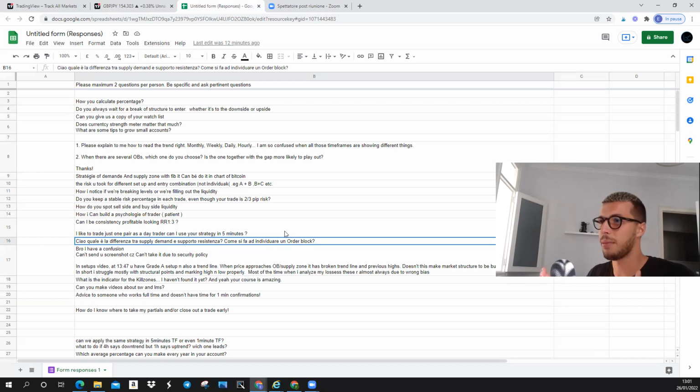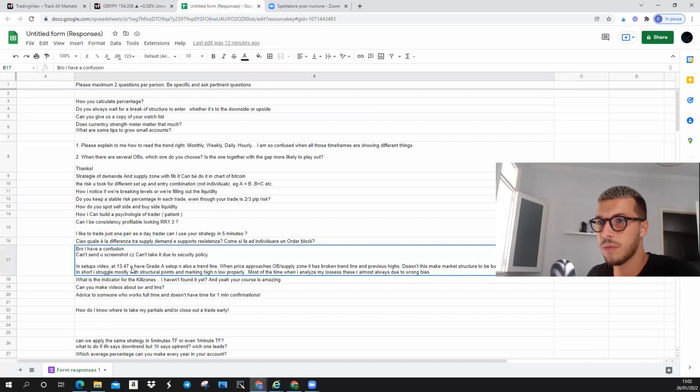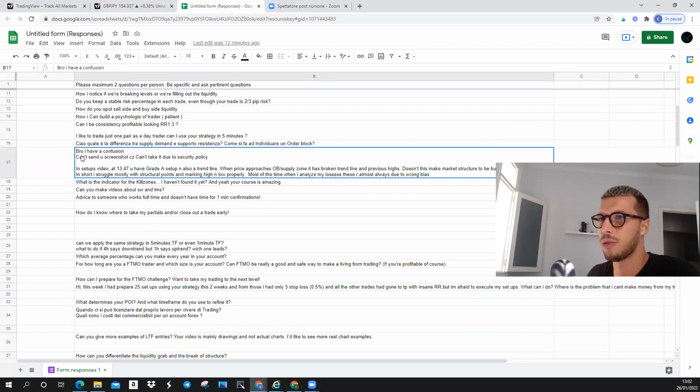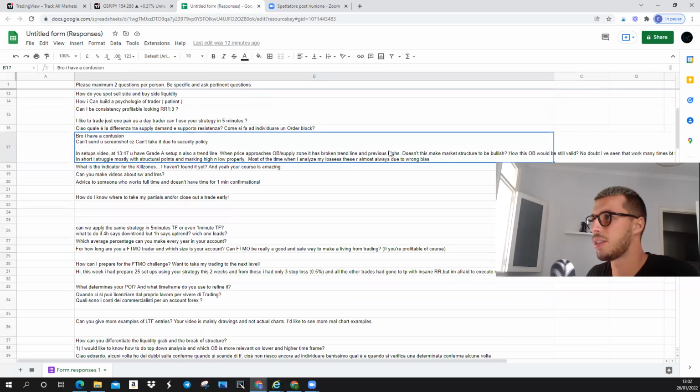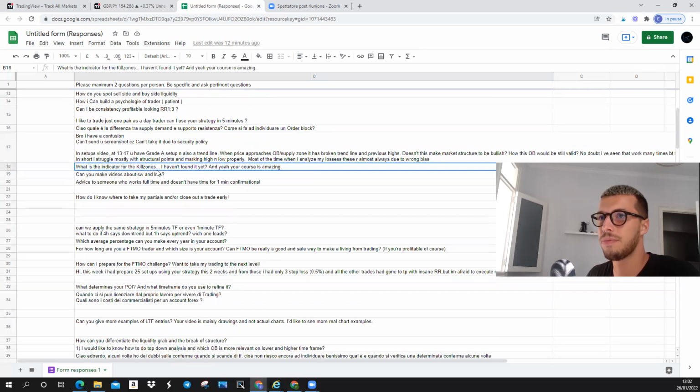Order blocks are supply and demand areas. It's just a different name for me. This is how I call them. And again, it's explained in the supply and demand videos in the 1.0 course. So just go over it. It's not that I don't want to show you now. It's just that we have many questions and everything is in the course. So you are confused. Okay, for this, I will need to go to the videos and see how to answer this later.